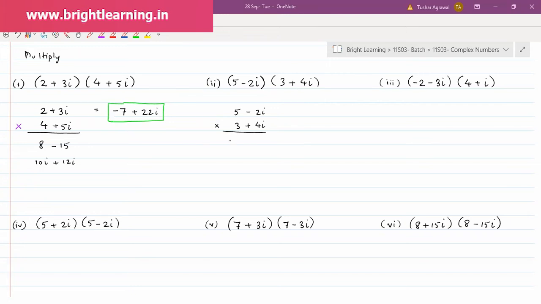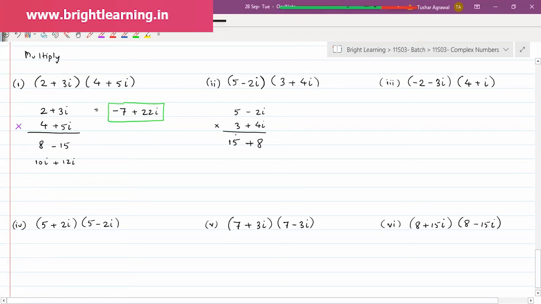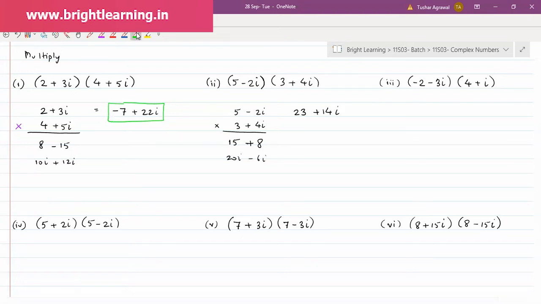So it will be 5 3s are 15. This will be minus 8 and i square. Minus 8 and i square, it will change the sign. And then it will be 20i, and this will be minus 6i. So this will be 15 plus 8 is 23. Yes, correct. And 23 plus 14 times i.